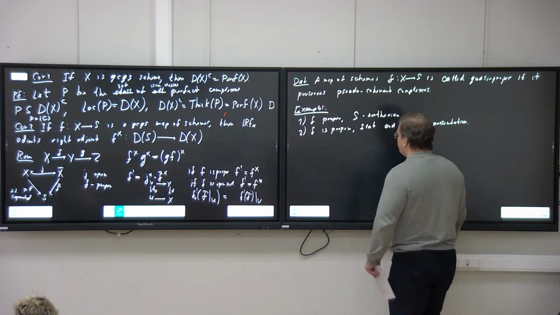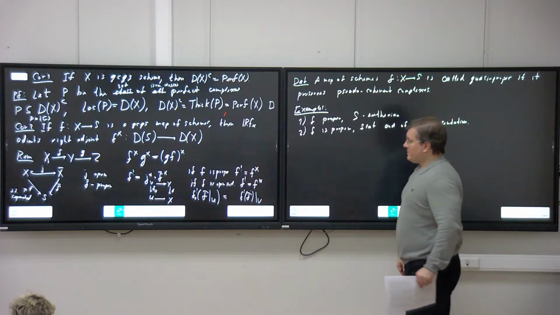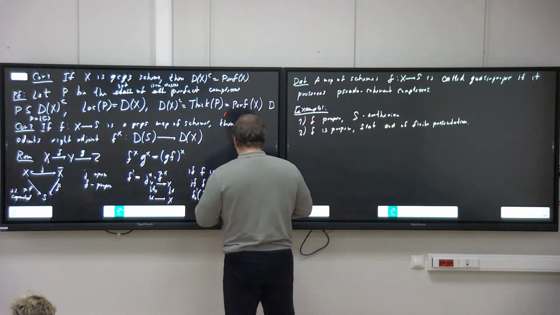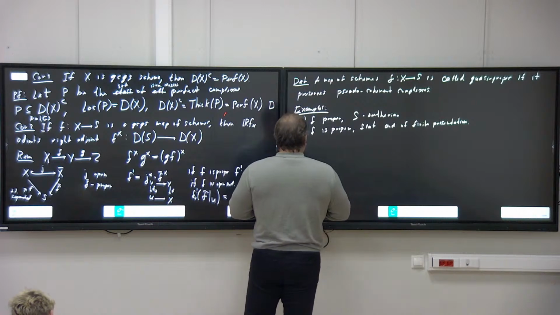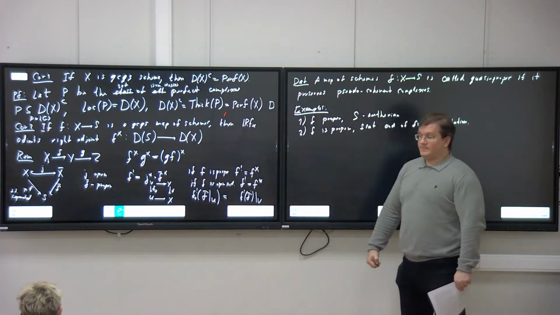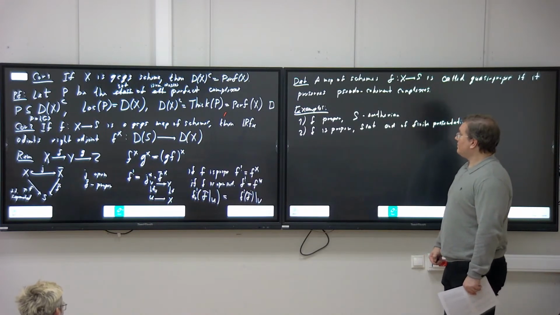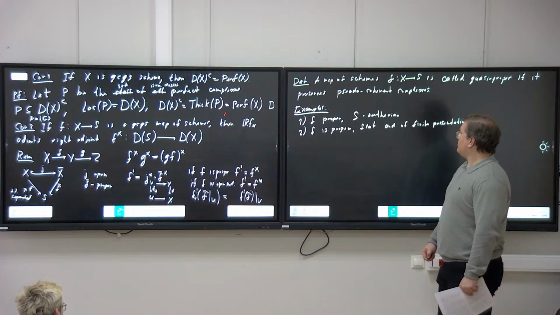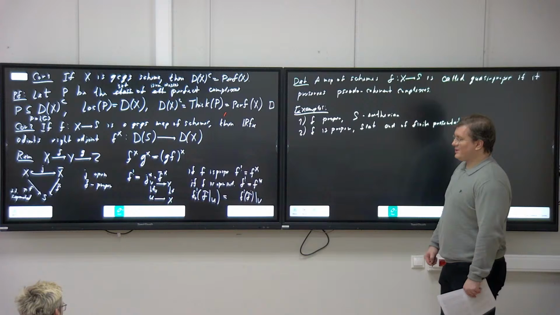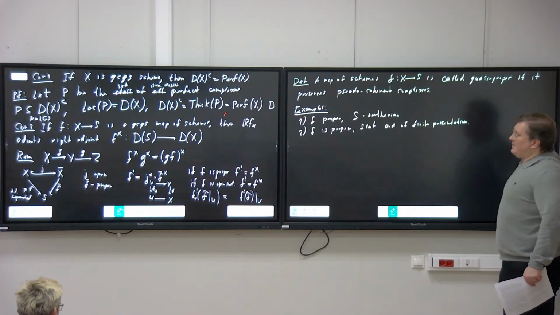Of course, flat is quite a restriction, right? Not all interesting maps are flat. It's named quasi-proper, but it's not a smaller condition than proper. Well, quasi-coherent is not smaller than coherent.